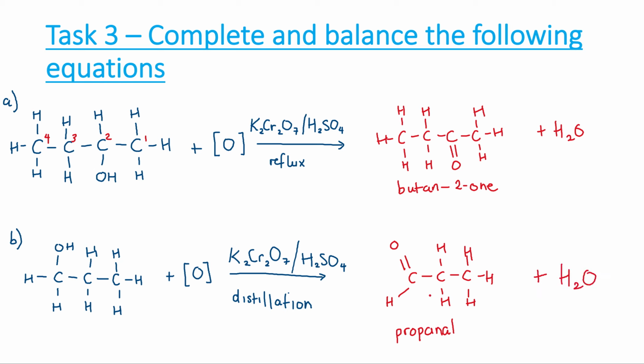Again, just double check that it's balanced. So 3 carbons on either side, 2 oxygens on either side, and 8 hydrogens here, and 1, 2, 3, 4, 5, 6, 7, 8 hydrogens here. So that's the correctly balanced equation and the correct organic product for this.